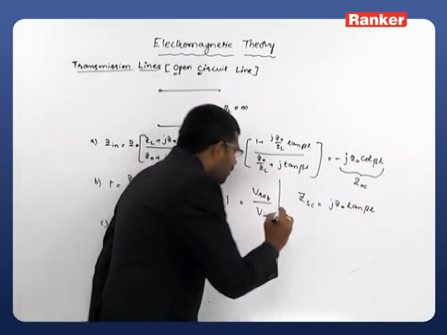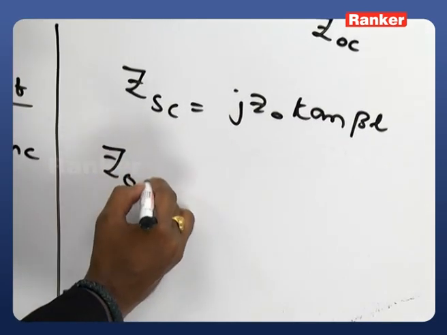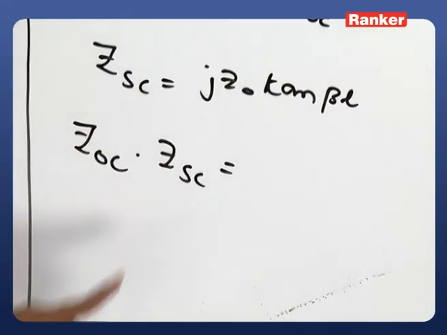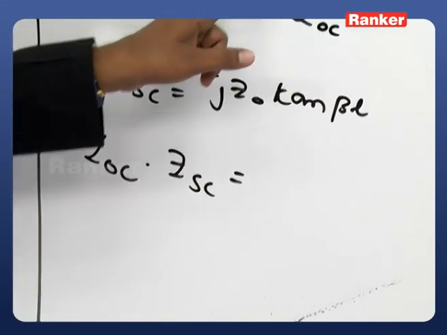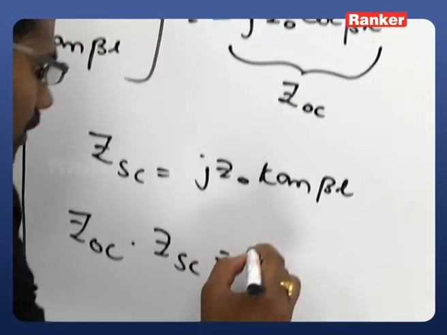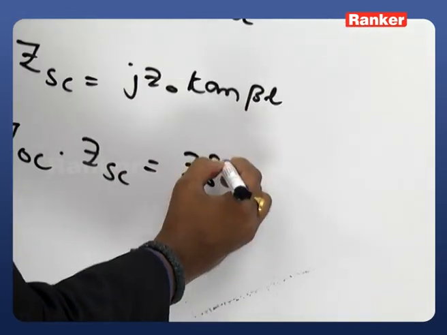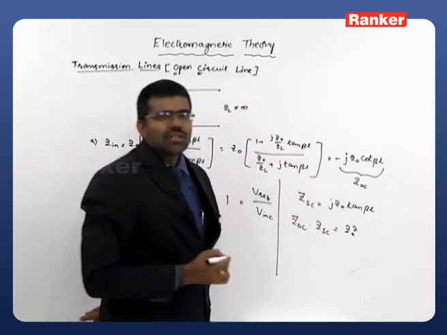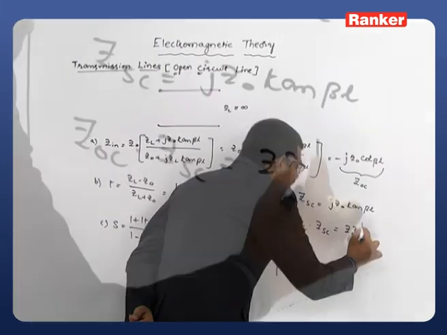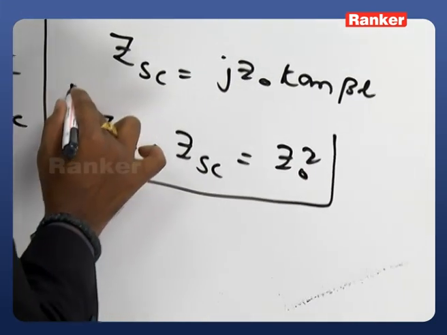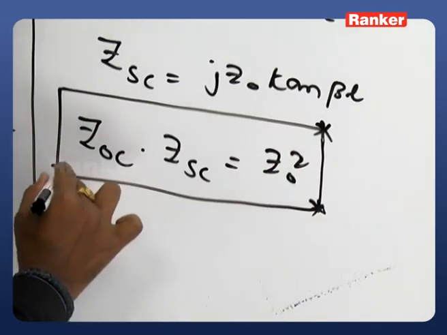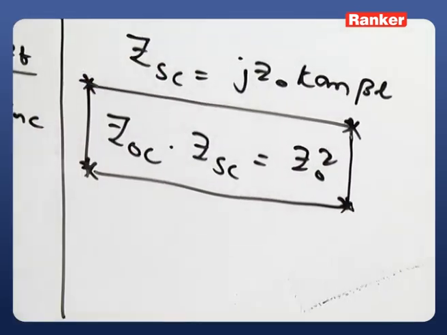Multiply them. If you multiply the open circuit input impedance and the short circuit input impedance, ZOC into ZSC is equal to minus j times j, so it will be positive, Z0 into Z0 squared. And tan βL into cot βL is 1, right? So ZOC into ZSC is equal to Z0 squared, an interesting relation that we have between the open circuit transmission line input impedance and the short circuit input impedance.